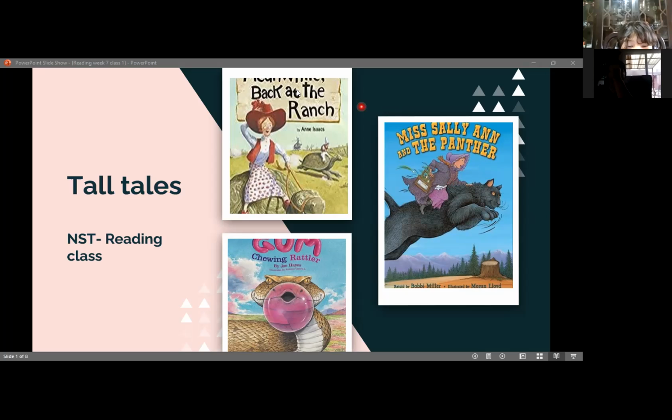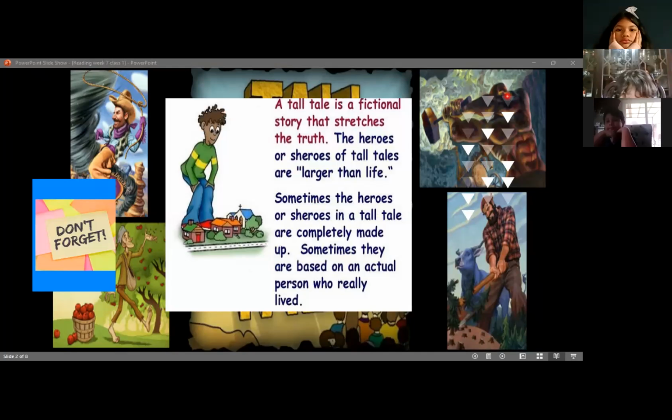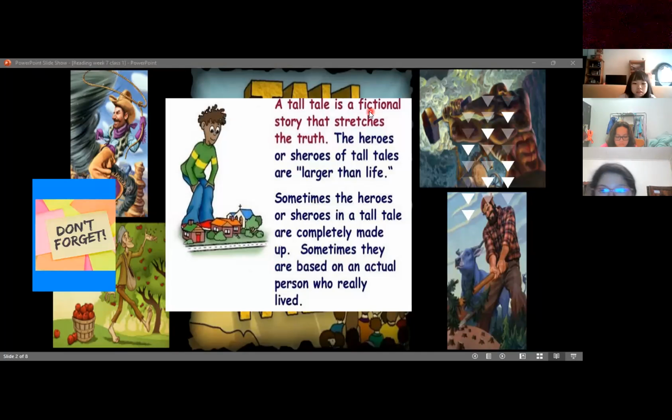Excellent. So remember, what is a tall tale, class? Do not copy right now. Don't forget, you already have this definition in your notebook. It's a fictional story. There is a lot of fiction in a tall tale that stretches the truth. So it's not about the truth. It's something that is not going to happen in real life. You're not going to be riding a turtle.